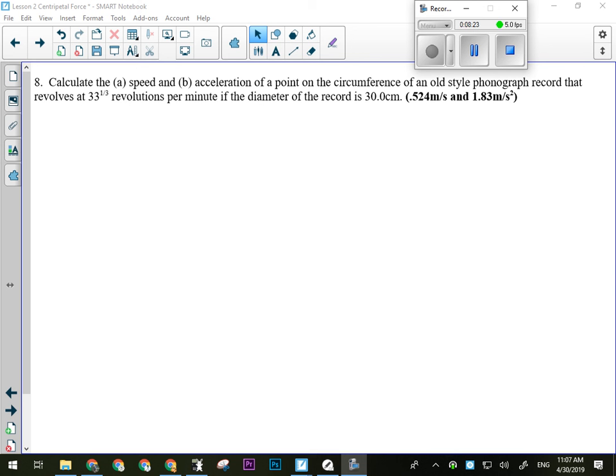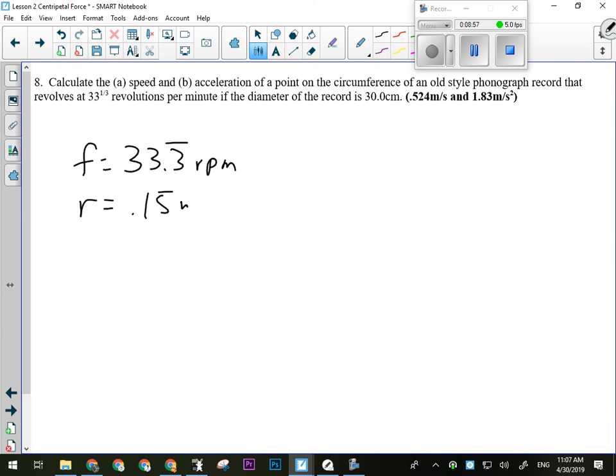So we want to calculate the speed and the acceleration of a point on the circumference of an old style phonograph that revolves at 33 1/3 revolutions per minute. What did they just give me there? Frequency, right? So my frequency is 33.3 repeating revolutions per minute. The diameter of the record is 30 centimeters. Do we ever use diameter? No, so we want radius, 0.15 meters. So there's a couple of contextual tricks in the question.